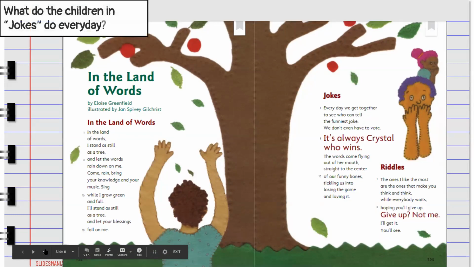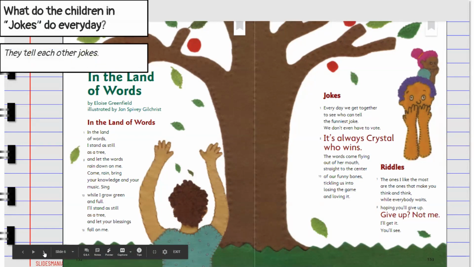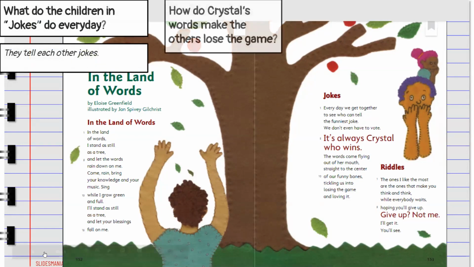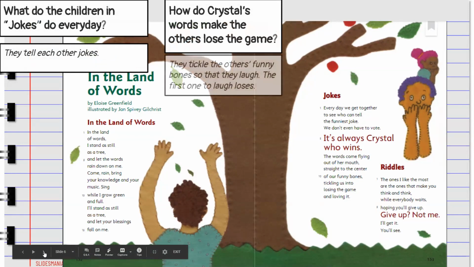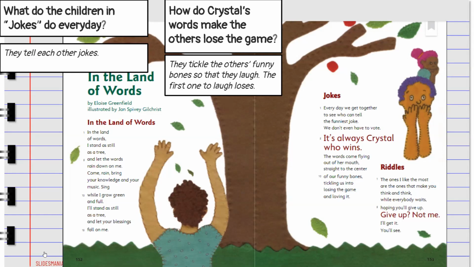All right, let's answer our questions. So, what do the children in Jokes do every day? They tell each other jokes. How do Crystal's words make the others lose the game? Well, they tickle the others' funny bones so that they laugh. The first one to laugh loses. So she just comes right out and says her jokes and makes everybody laugh.